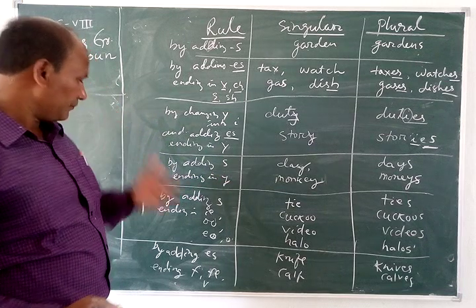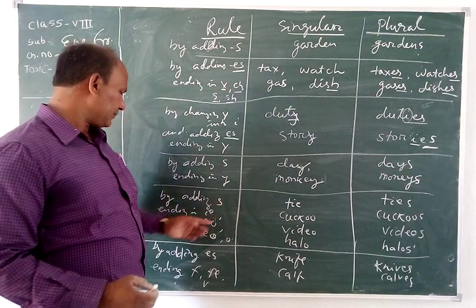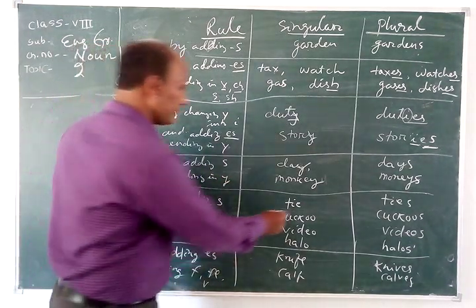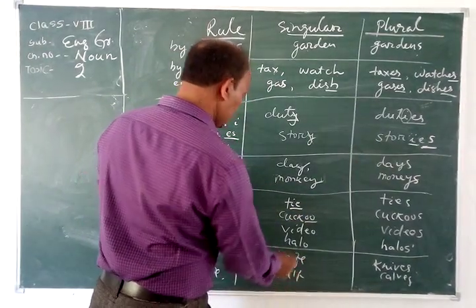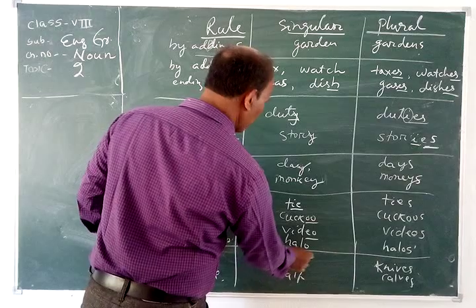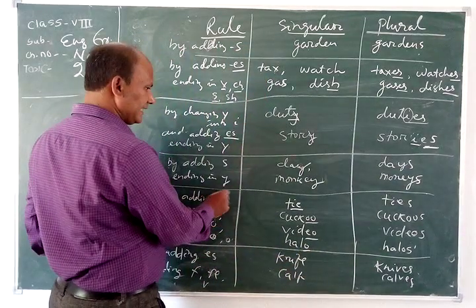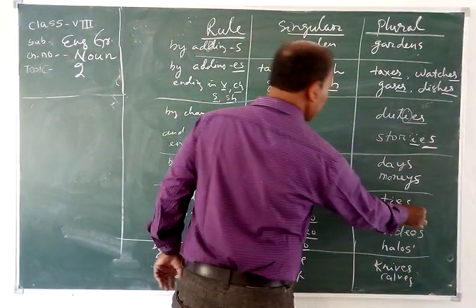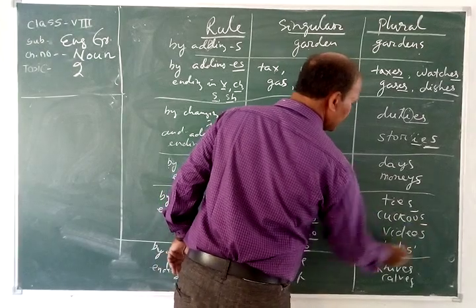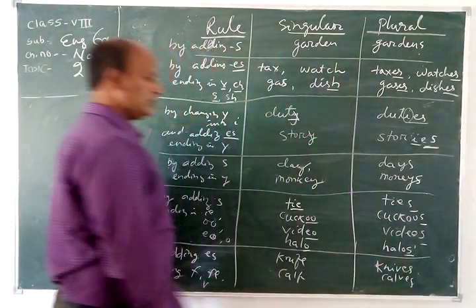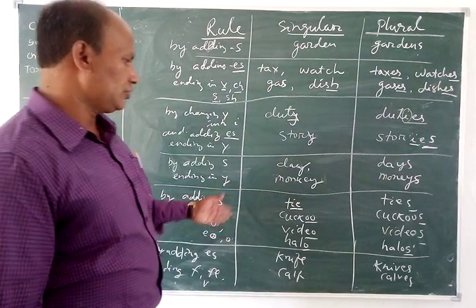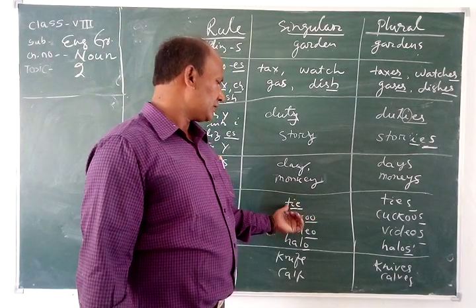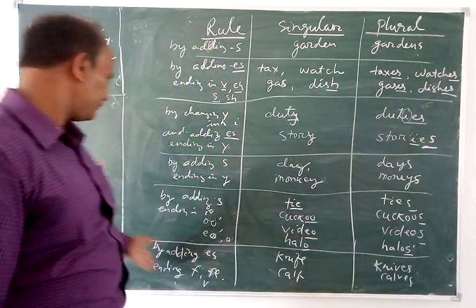It's very simple. By adding s for words ending in a vowel plus o, just you have to use s. So, tie, ties, video, videos, hello, hellos. You can make this type. Hello, hellos, video, videos, tie, ties. You can know the rules.